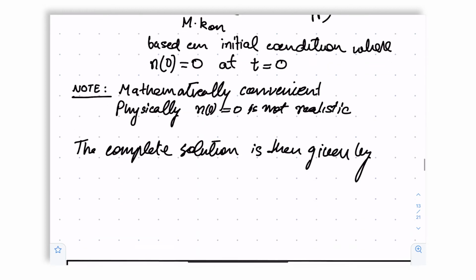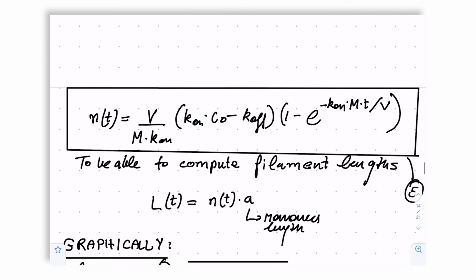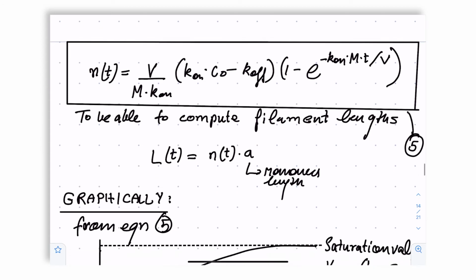The complete solution is then, however, given for this system as n of t is v upon m k on, and then this k on times c naught minus k off, and then 1 minus e to the power minus k on times nuclei times time divided by volume, the concentration of nuclei in some senses. To be able to compute filament lengths, we assume that L of t is just simply n of t times a, so that we can compare it to experiment.